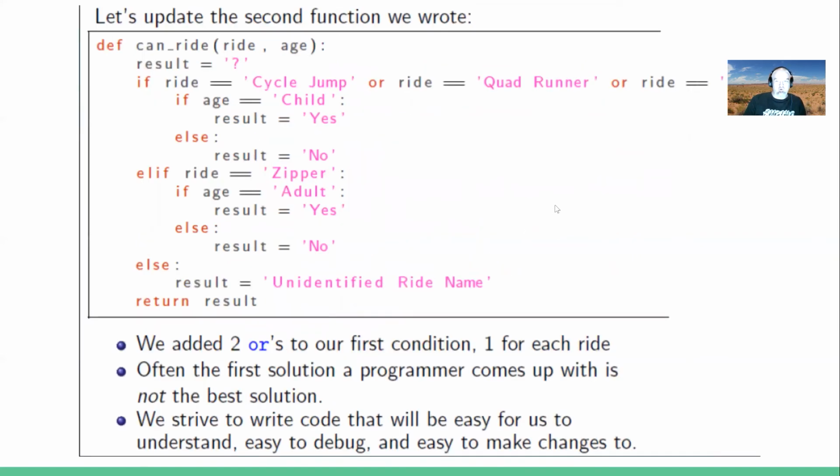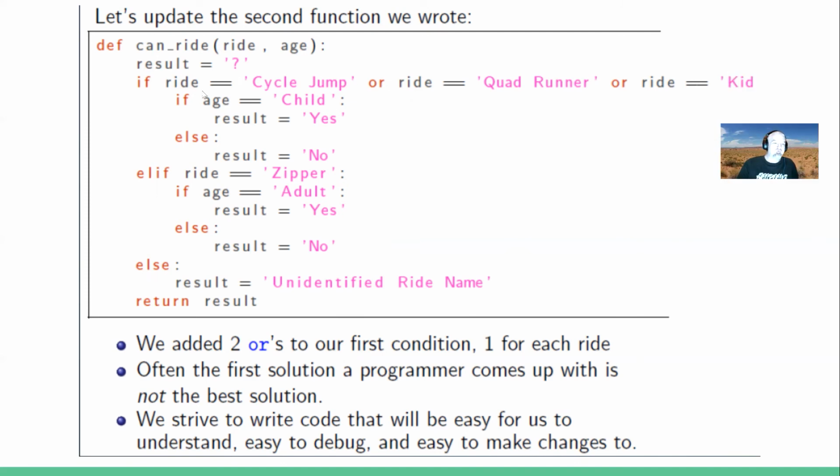Alternatively, what you could do instead is, if you break it down by ride first and then age, you could then have an or statement. If ride is equal to cycle jump or quad runner or kid wheel, then you can test the age after that and then get a yes or no. Else, if the ride is equal to zipper, then you can test the age and that's it, right? So instead of adding lines and lines of code over here, you can just add a few conditional statements, a few ors, and you get the same result. So essentially we're adding 2 ors to our first condition, 1 for each ride.